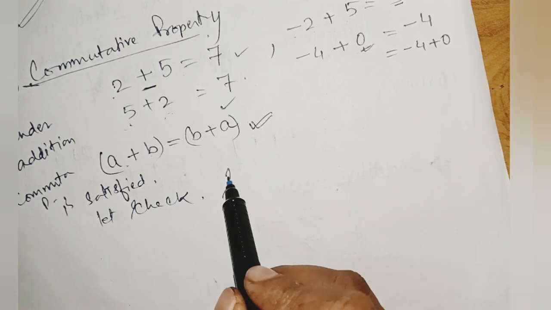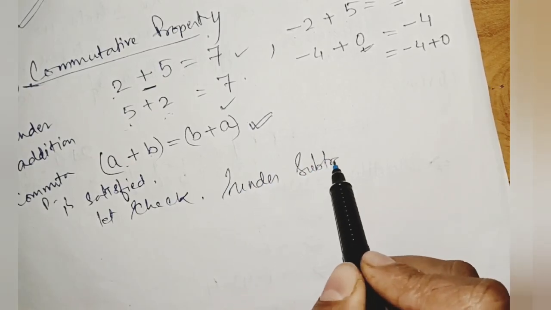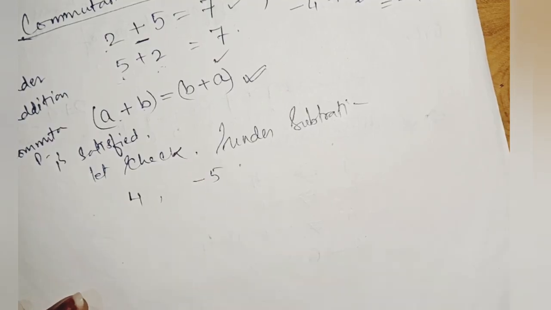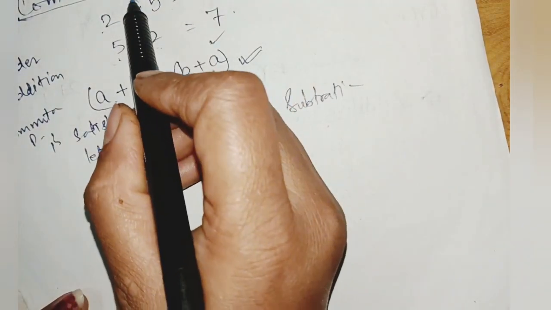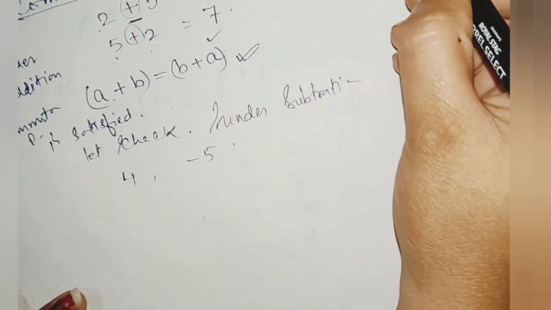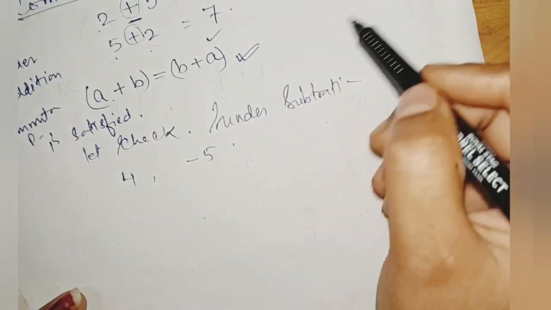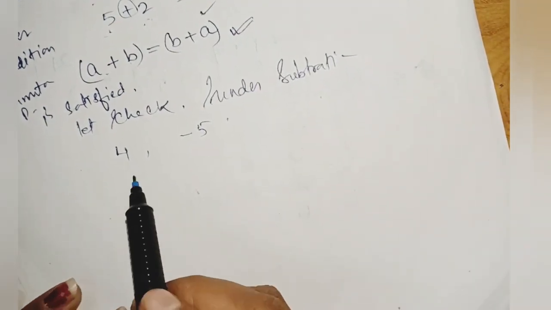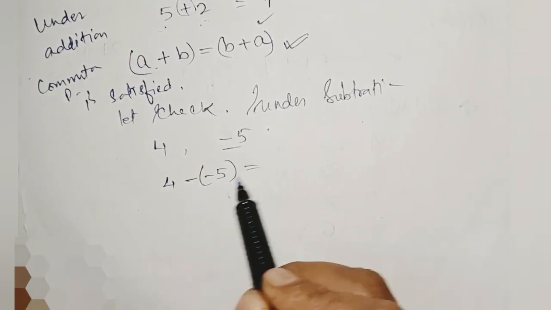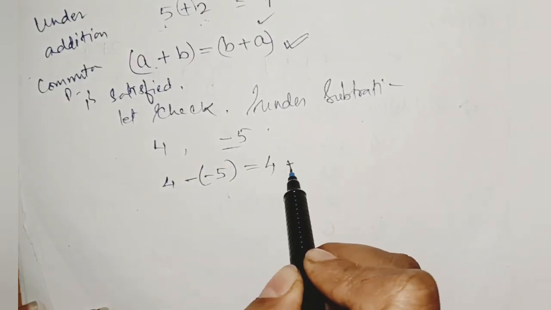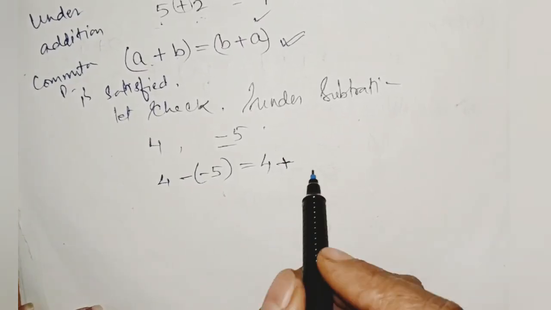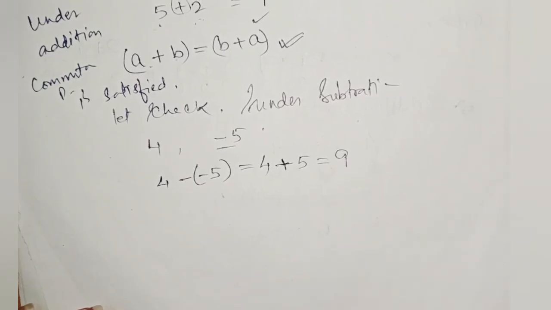Okay, but let's check whether it is satisfied under subtraction or not. Under subtraction, suppose I take any two integers, say 4 and minus 5. Now I'm subtracting. Here we were adding, but here we will subtract. Let's see, if I subtract, 4 minus the other integer, minus 5, what is the result here? 4 minus minus becomes plus. I'll tell you the rule for this, why I have written plus here; it will come later in our chapter. We get 9 here.